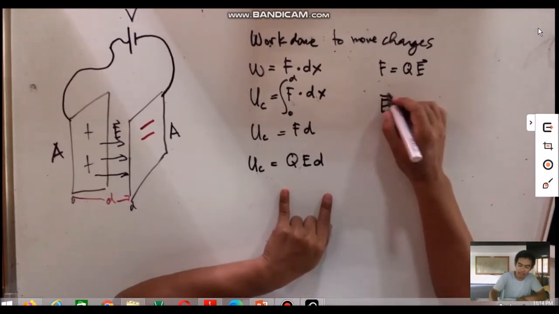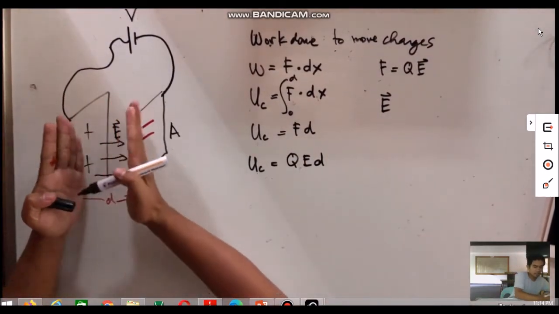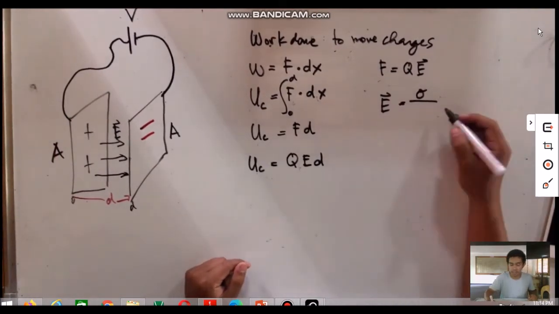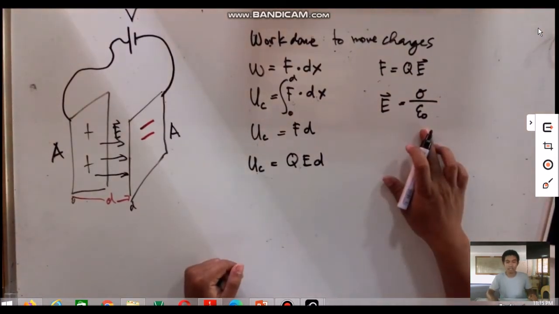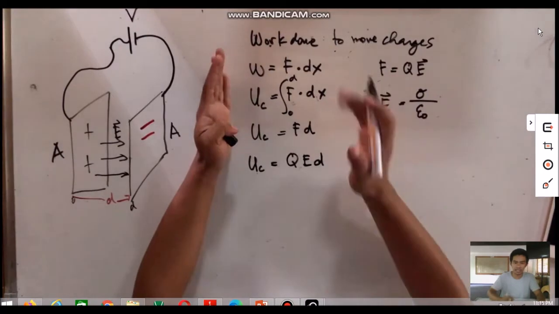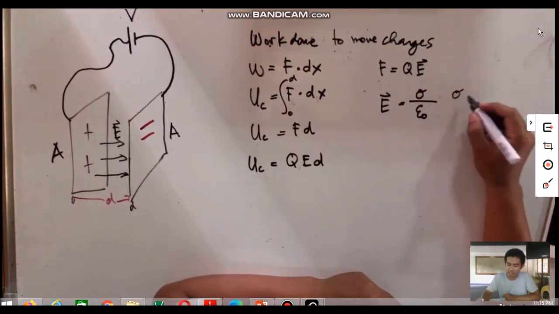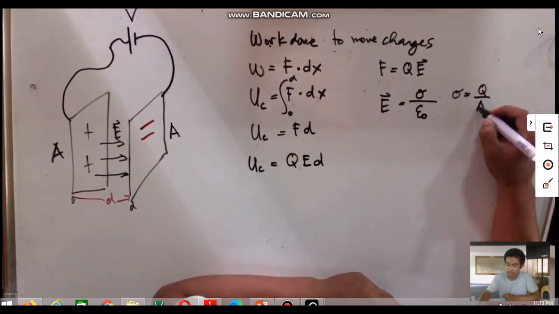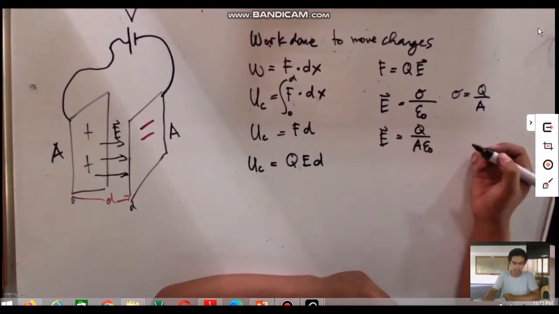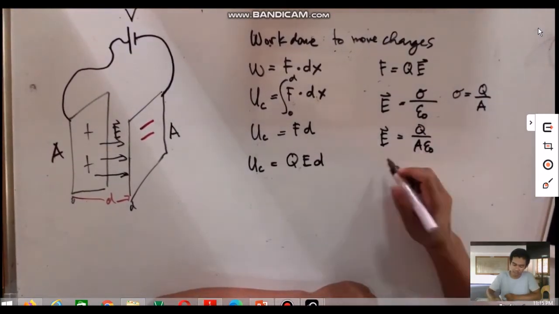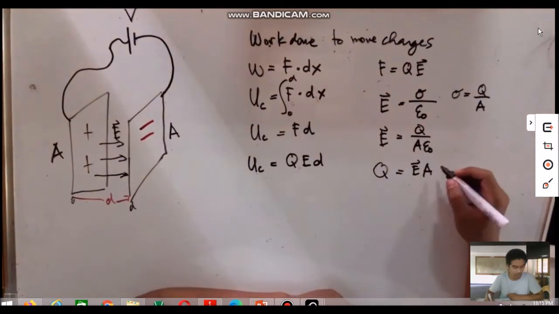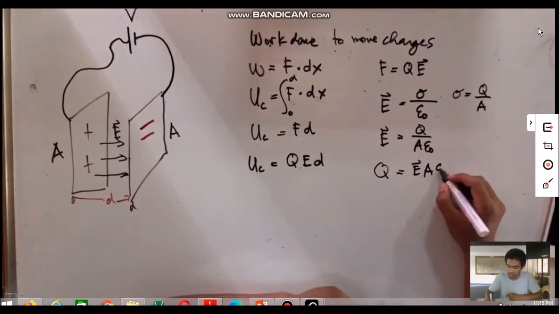Okay, let's consider the electric field between these two plates. The electric field between the two plates is the areal charge density over the permittivity of free space. If you still recall, the electric field between two plates, one positively charged and one negatively charged, and the areal charge density is the charge per area. So the electric field is charge per area over the permittivity of free space. So the charge is the electric field times the area of either of these two plates times the permittivity of free space.